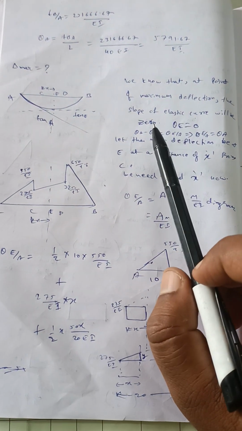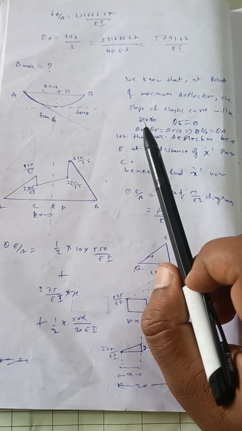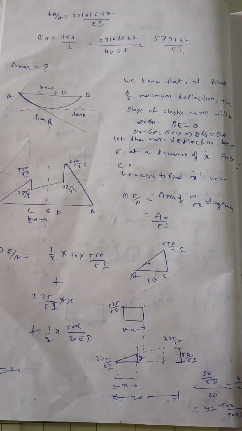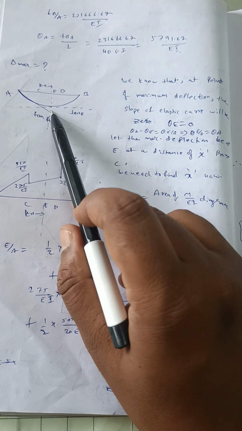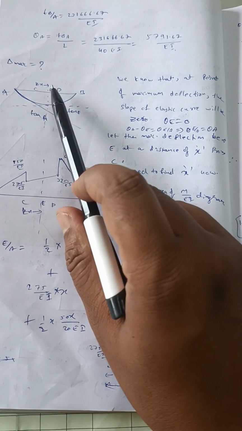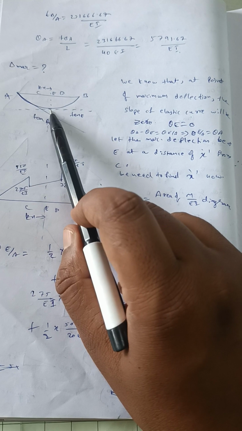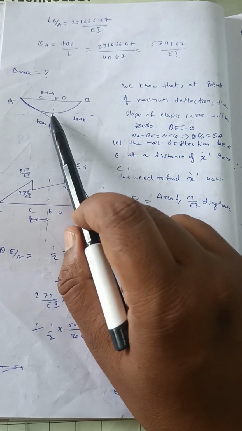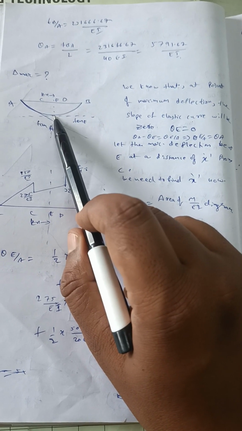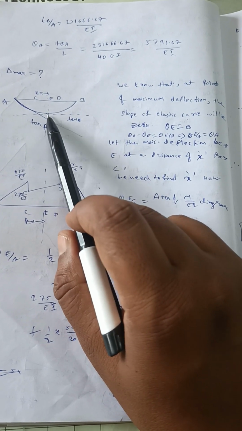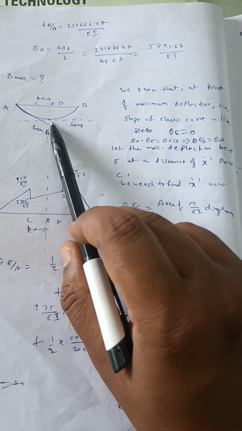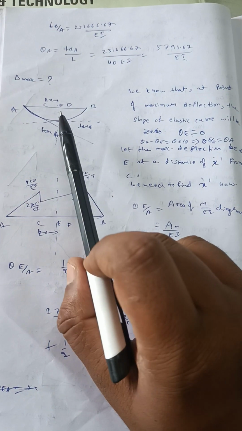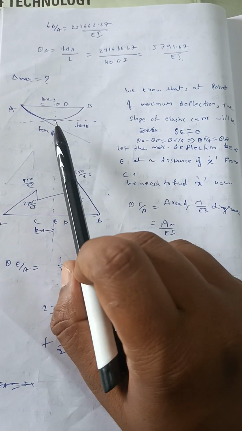We know that at a point of maximum deflection, the slope of the elastic curve will be 0. This is a deflection curve. Suppose E is a point of maximum deflection. At this point, if I draw a tangent, the slope will be 0. That means tan E will be 0 and the slope is also 0, so theta E is 0.